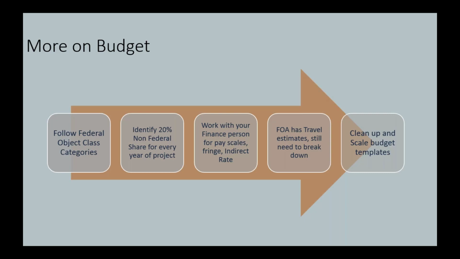Okay, so you want to remember to work with your finance person to determine pay scales, fringe, and indirect rates. You want to make sure those are as accurate as possible. You don't want to make up your own pay scale, and then once you get an award and you try to hire the person, have the finance person saying, "Where did you get this amount? That's not right." You want to make sure that it's done from the get-go so that your implementation will go as smoothly as possible. The FOA has travel estimates in it, but you still need to break down the costs. Remember, I went into great detail about that.